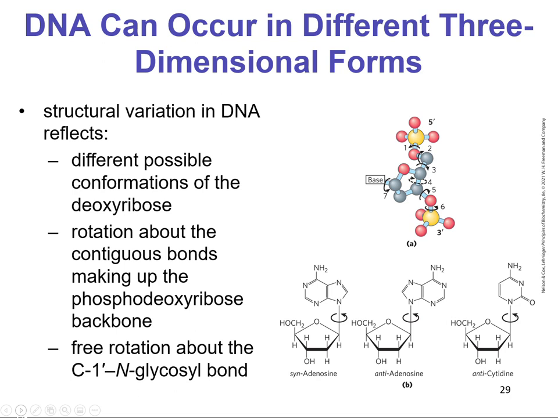DNA can occur in different 3D forms. So those structural variations reflect the different conformations of that deoxyribose. So remember that sugar, there are some areas where it can turn. The bonds are free to rotate. And then there's also rotation about the phosphate backbone, the phosphate sugar backbone.